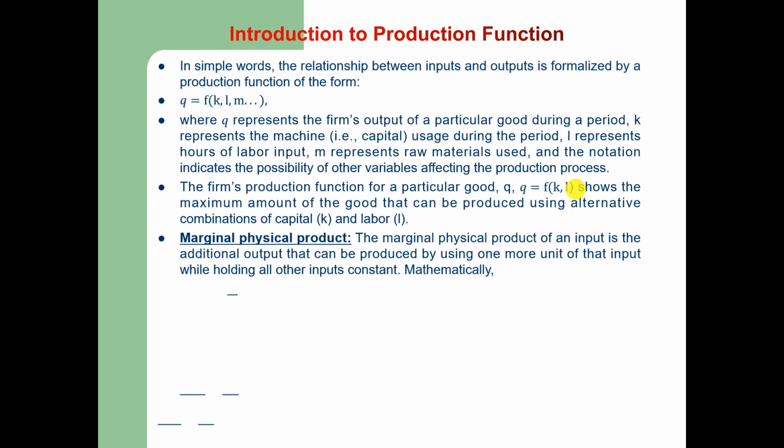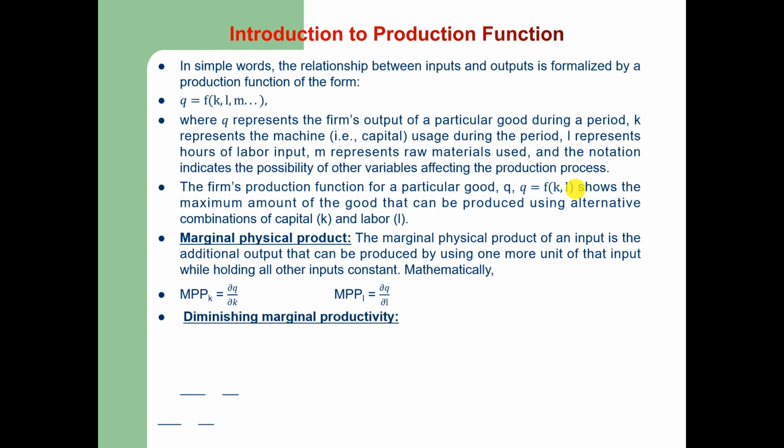After defining production function, we may think of the marginal physical product, which is the addition to the total output that can be produced by using an additional unit of the input while holding all other inputs constant. Mathematically, we can derive marginal physical product of capital as partial derivative of Q with respect to K, and similarly, marginal physical product of labor can be found out by taking partial derivative of Q with respect to labor.